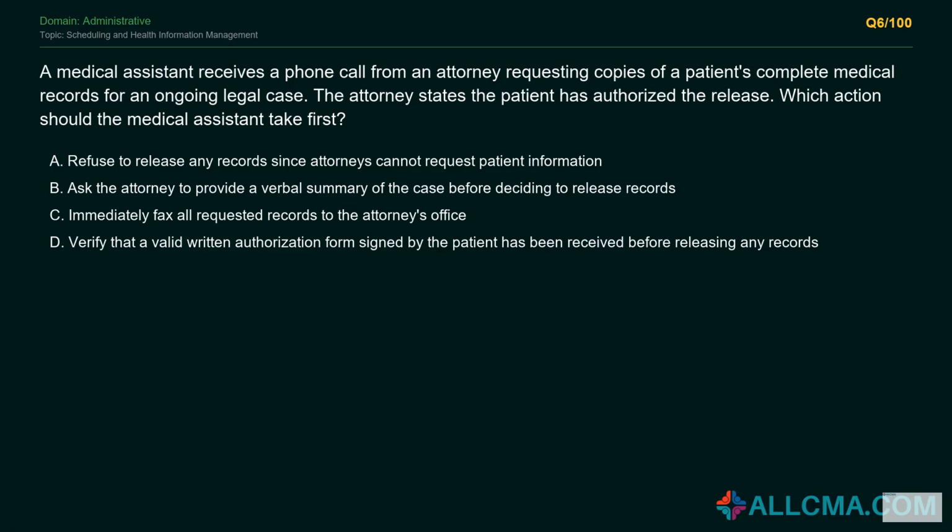Option A. Refuse to release any records since attorneys cannot request patient information. Option B. Ask the attorney to provide a verbal summary of the case before deciding to release records. Option C. Immediately fax all requested records to the attorney's office. Option D. Verify that a valid written authorization form signed by the patient has been received before releasing any records.